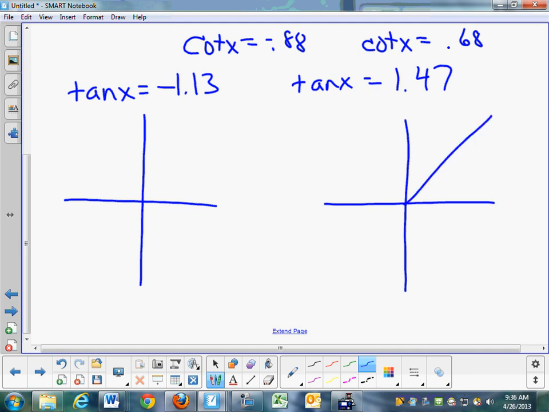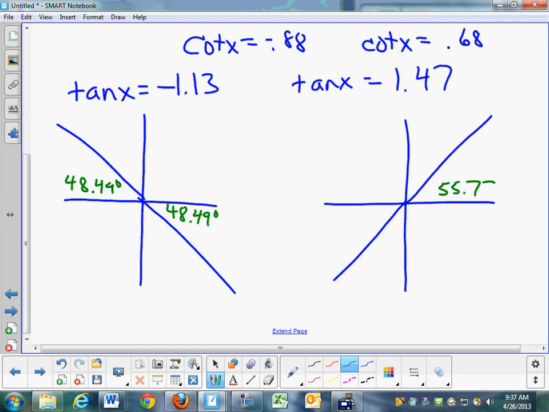It's positive in the first and the third. It's negative in the second and the fourth. So I will inverse, and again, I don't inverse the negative, I just inverse tangent of 1.13 degrees. Anybody? 48.49. And then, how about the other one? 55.77.